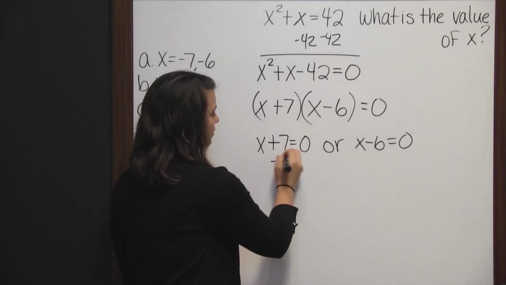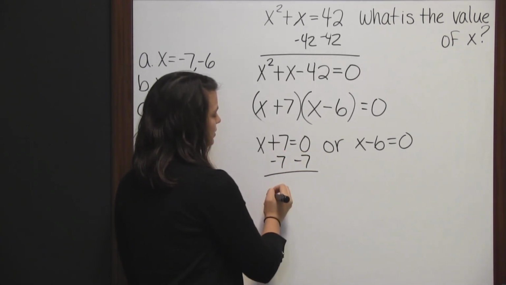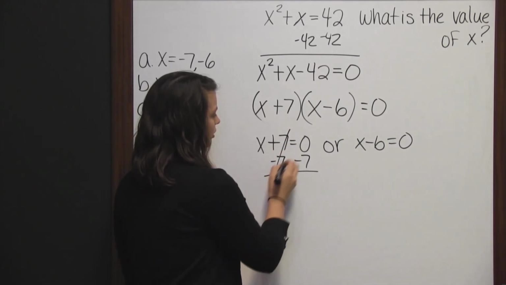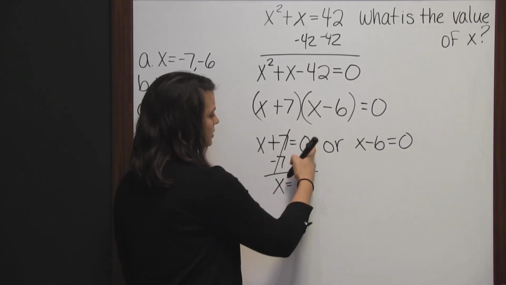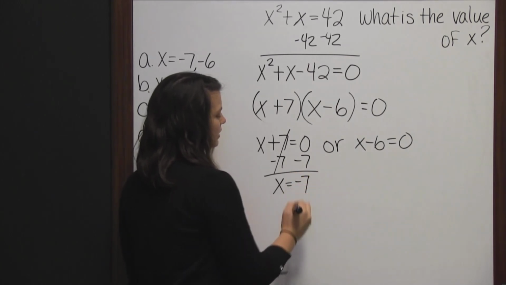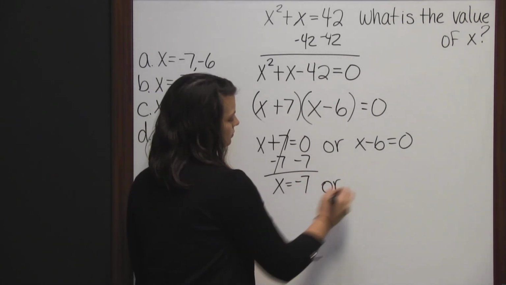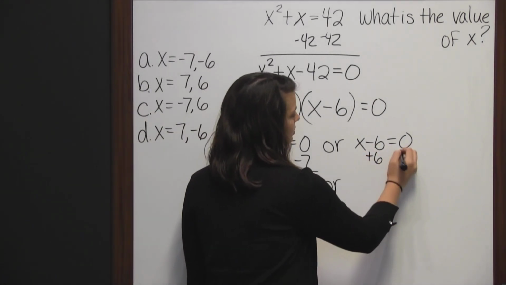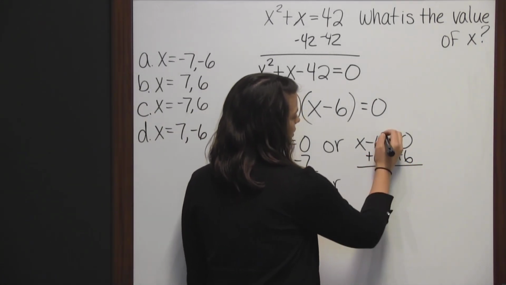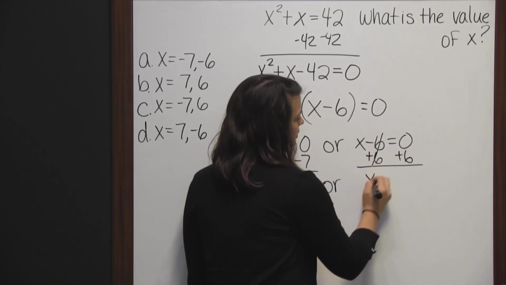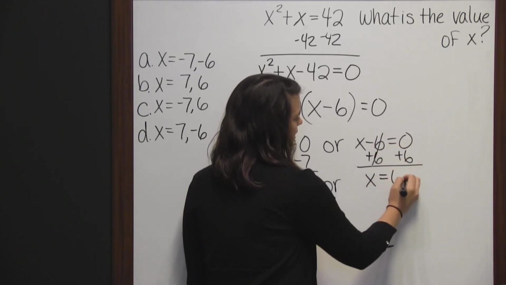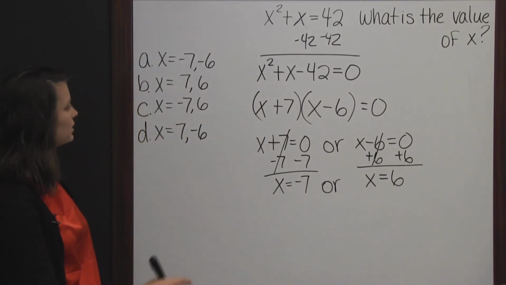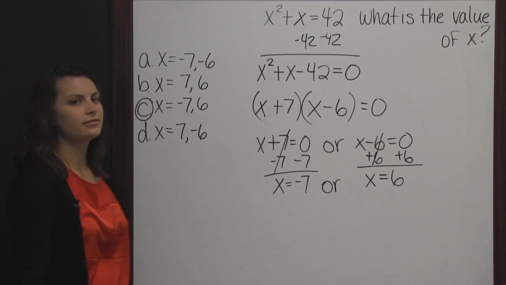So to solve for x on this one, we need to subtract 7 from both sides. Bring down the x. Plus 7 minus 7 is 0. Bring down your equals. 0 minus 7 is negative 7. Or to solve for x in our second equation, we need to add 6 to both sides. Negative 6 plus 6 is 0, so x equals 0 plus 6 is 6, which means x is negative 7 or it is 6, and that's answer C.